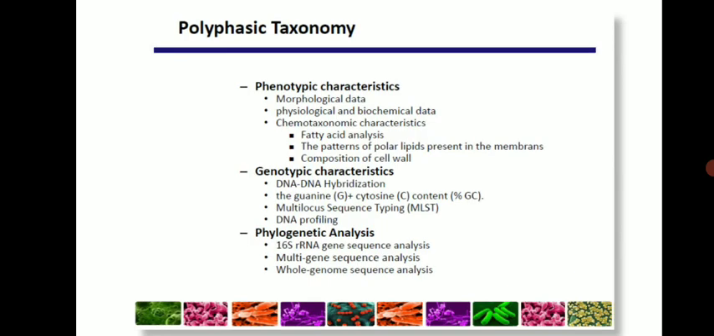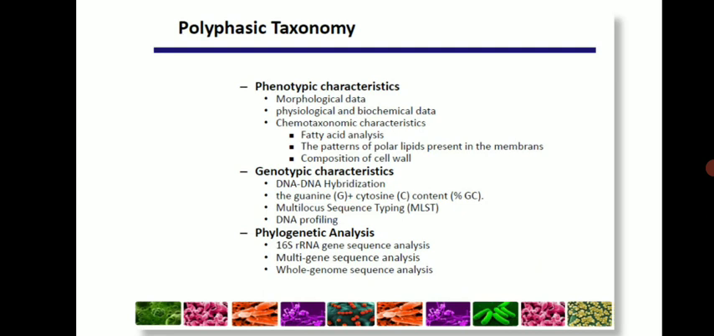So phenotypic characteristics include morphological data, then physiological as well as biochemical data, then some of the chemotaxonomic markers. It includes fatty acid analysis, then the pattern of polar lipids present in membranes, then composition of the cell wall. So all these features are included in phenotypic characteristics.